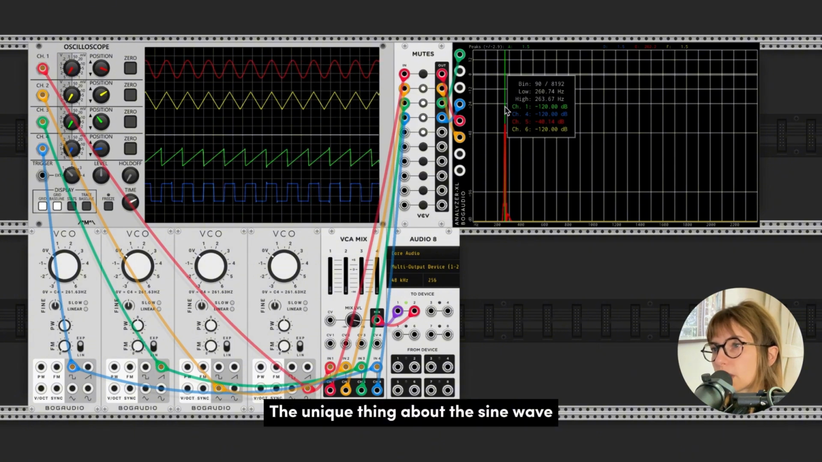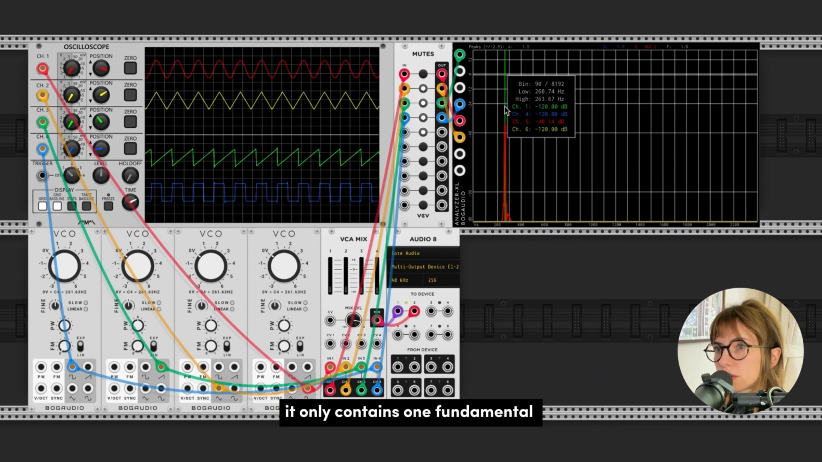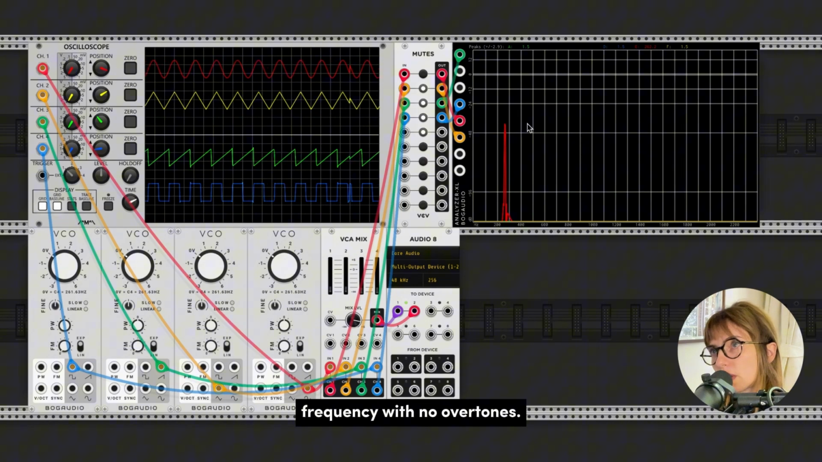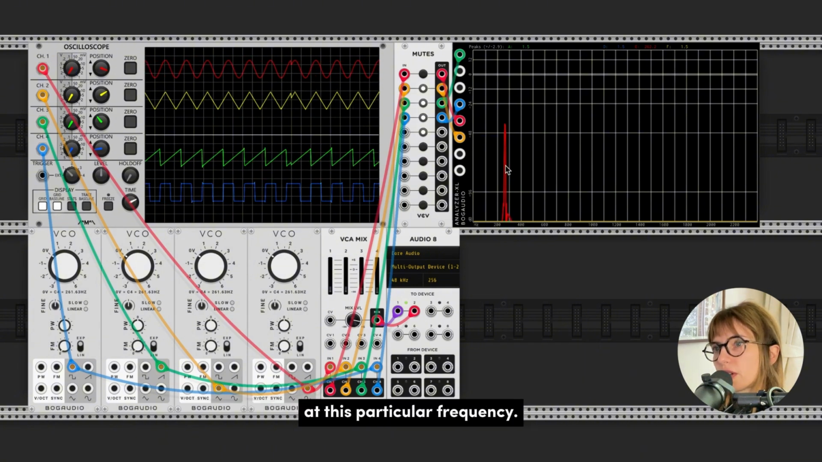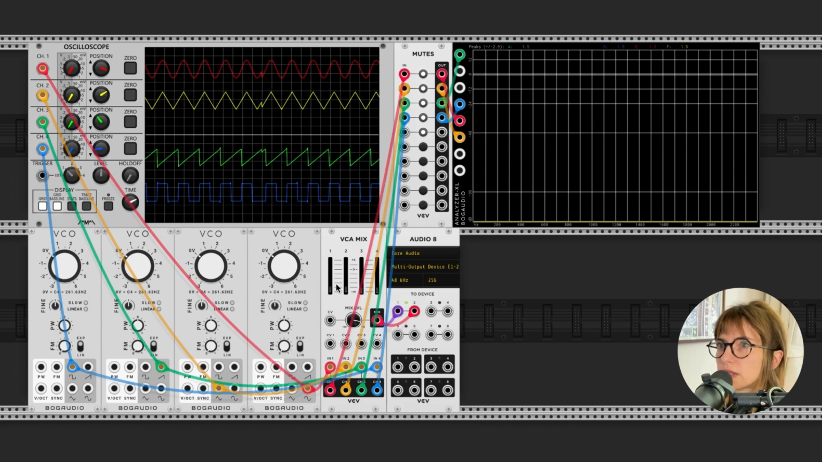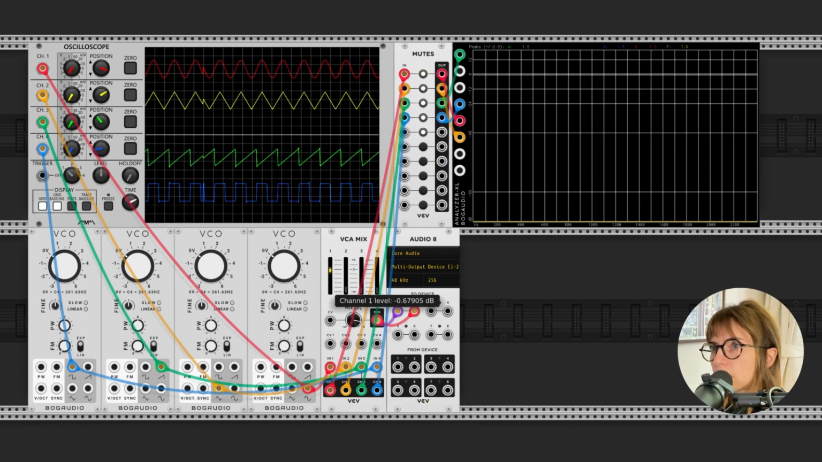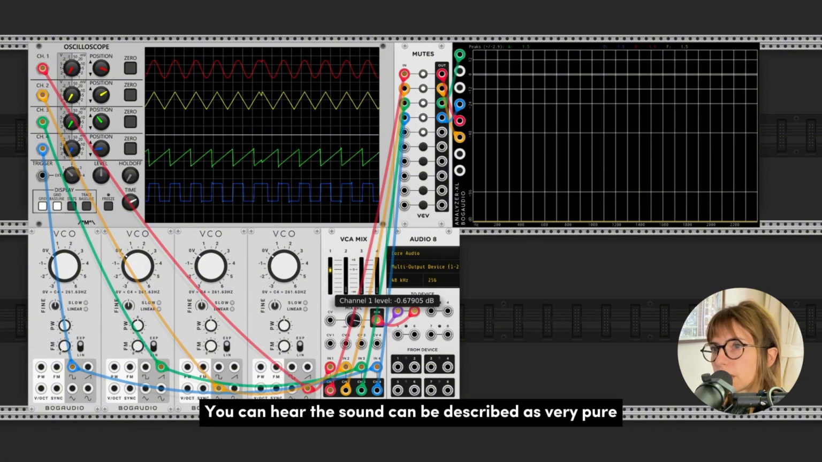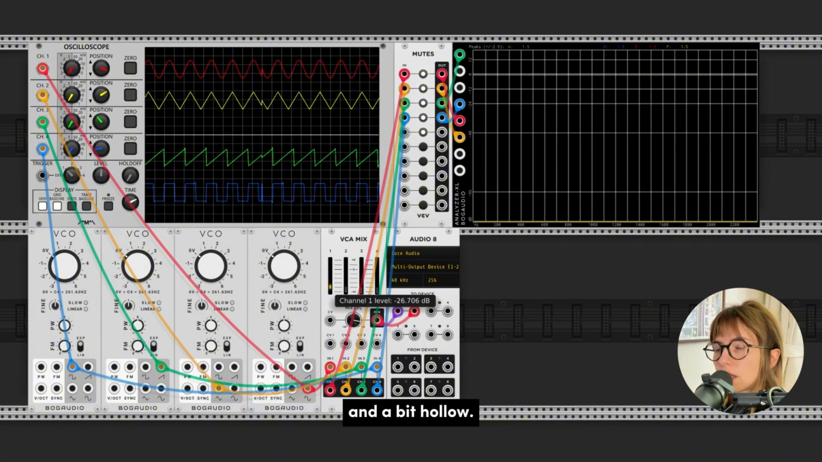The unique thing about the sine wave is that it's the purest of all waves, it doesn't really exist in nature, and in theory, it only contains one fundamental frequency with no overtones. So let's listen to the sound of the sine wave at this particular frequency. You can hear the sound can be described as very pure and a bit hollow.